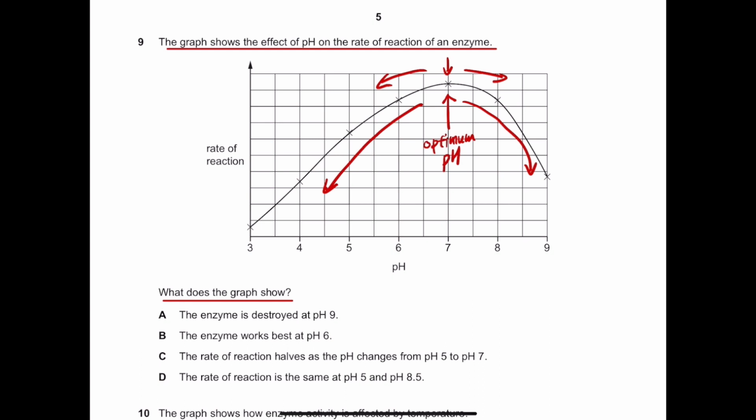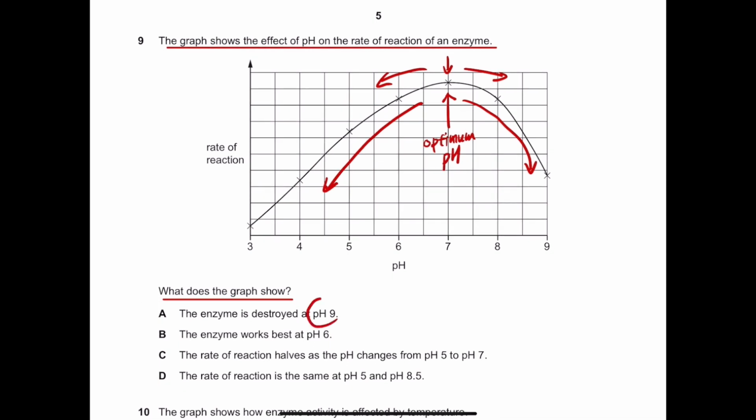Okay. So what does the graph show here? The rate of reaction. If you look at the rate of reaction, the enzyme is not destroyed, because the rate of reaction is still there. So the enzyme is not destroyed, and it's not working best at pH 6. It's actually working best at pH 7.